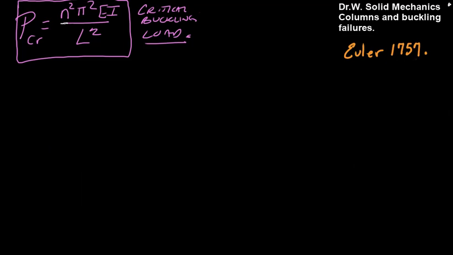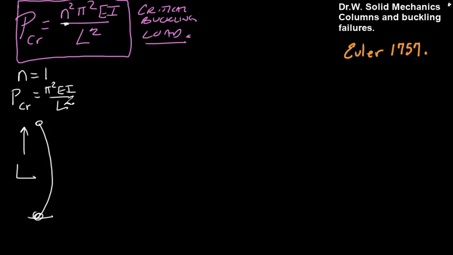Now let's look at this n squared for a minute. For n equal to 1, P critical is pi squared EI on L. And the failure mode will look like this. It'll be half of a sine curve, where that's L of that column.